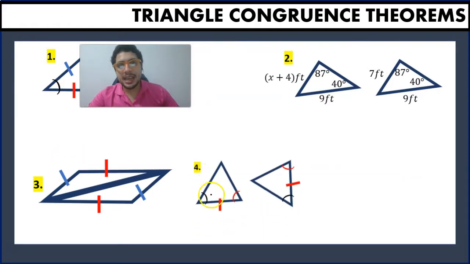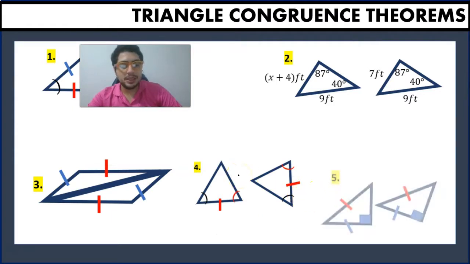Now let's take a look at the very next one. In this case, again, we have an angle, a side, and an angle congruent to an angle, a side, and an angle. We have the angle, side, angle theorem, right?